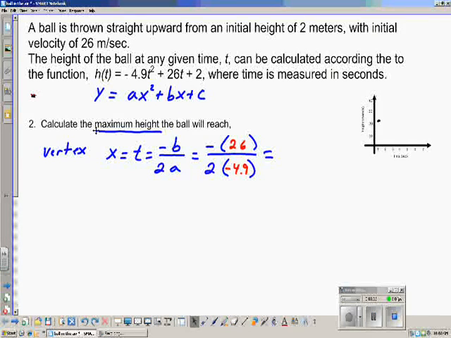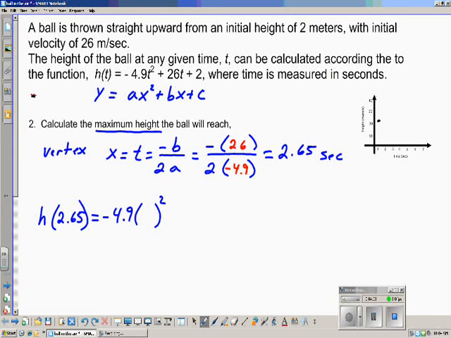And when we divide these numbers, we find that the time that it takes in order for the ball to get to its maximum height turns out to be 2.65 seconds. Round to the hundredth there. So 2.65 seconds in order to reach the maximum height, but that doesn't tell us what the actual height is. So what we've got to do is figure out, okay, well, what is the height of the ball at 2.65 seconds? And that just requires us to take this 2.65 seconds and plug it in there for t, just like we did in the first question.